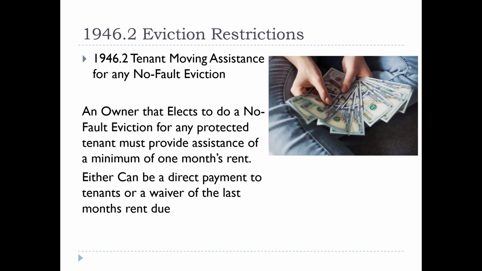Okay, so I mentioned earlier that landlords that do a no-fault eviction for one of these three reasons are going to have to cough up some cash for relocation assistance. That's going to be a minimum of one month's rent. And the statute says you can do it one of two ways. Either you can make a direct payment to your tenants for the move-out assistance, or you can waive the last month's rent, basically.